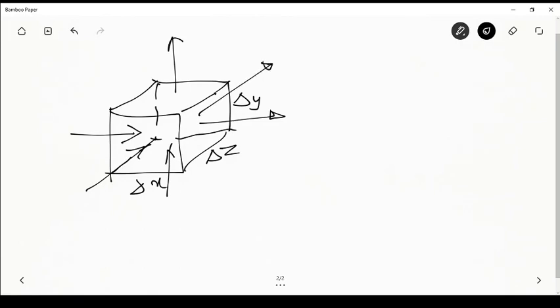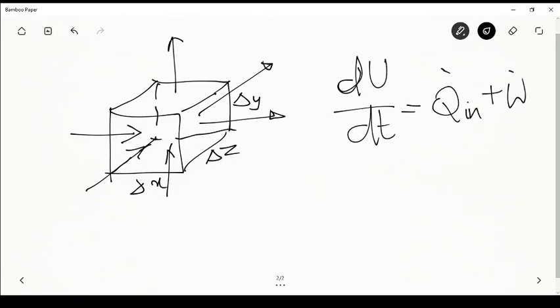So if I write the first law for this control volume as dU by dt, we are writing it in the rate form, dU by dt is Q dot in plus W dot on.